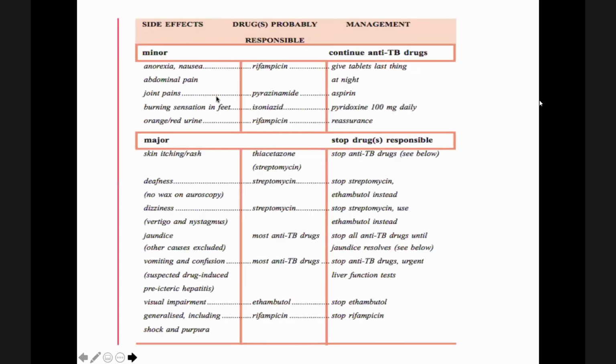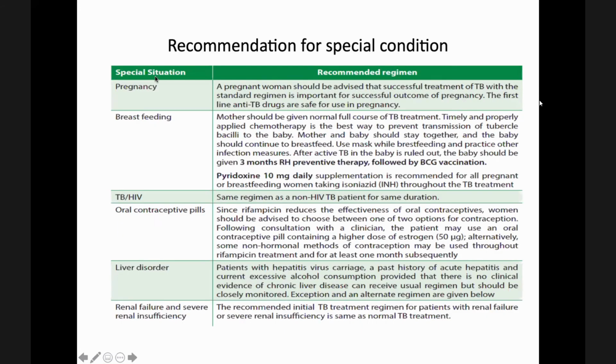Then coming to the recommendation for special conditions like pregnancy: a pregnant woman should be advised that successful treatment of TB with a standard regimen is important for the successful outcome of the pregnancy. First line anti-TB drugs are safe for use in pregnancy, so you can continue them in pregnancy. Another is regarding breastfeeding: the mother should be given a normal full course of TB treatment. Timely and properly applied chemotherapy is the best way to prevent transmission.